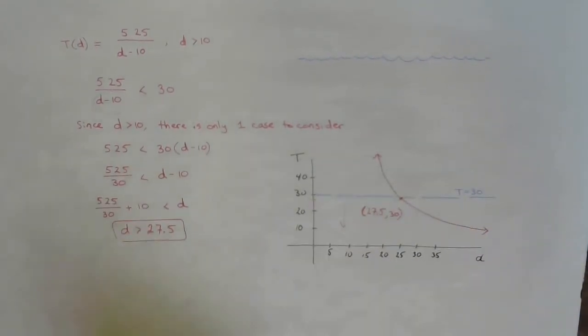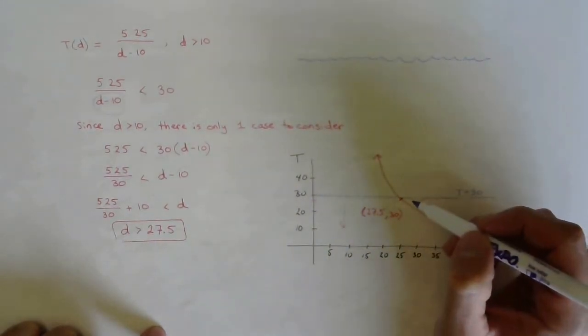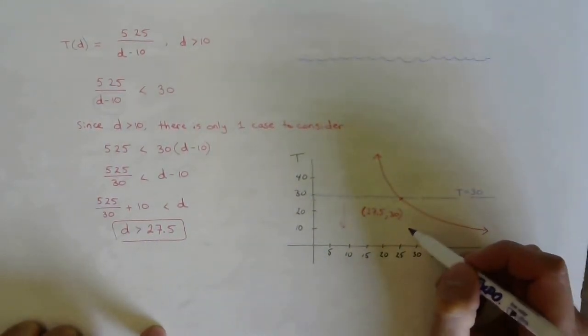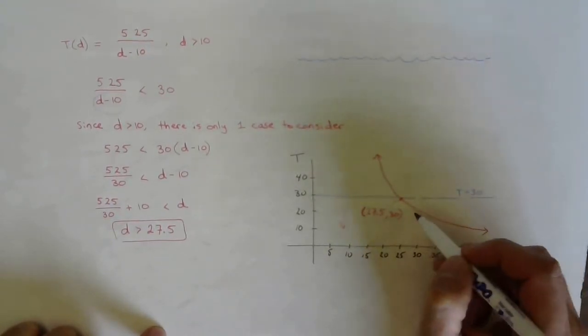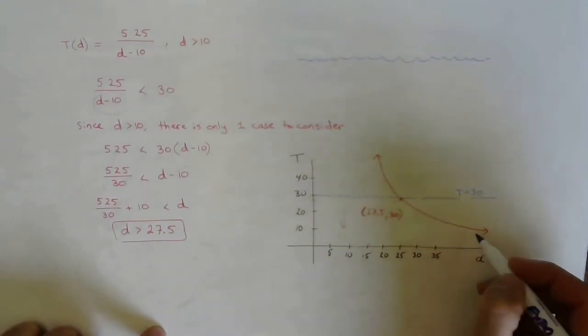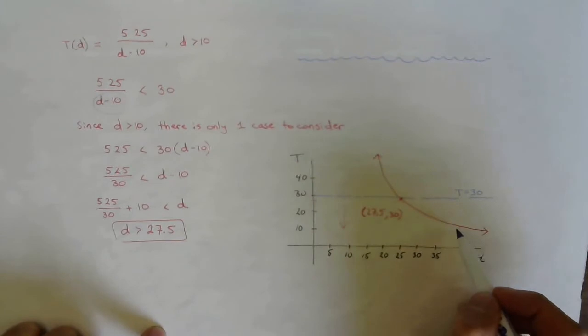So if the diver dives deeper than 27.5 meters, he's going to have to decompress more often on his way up. The time between decompressions becomes less as you dive deeper. Okay? The time between decompressions is less as you dive deeper. You have to decompress more often so that your lungs don't explode.